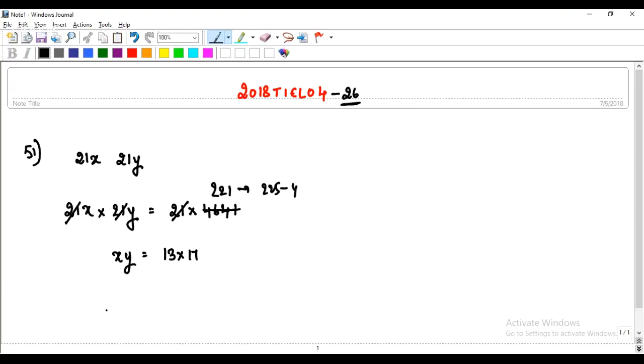So you can write 21 into 13 is one number, which is equal to 273. The other one is 21 into 17, which is 357. So into 13 and 17, you will get 273 and 357. The number which lies between 200 and 300 is 273.